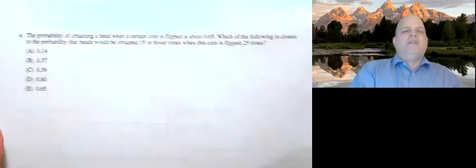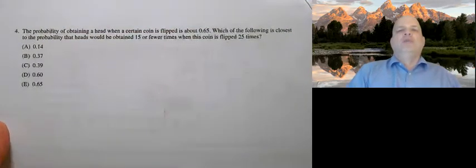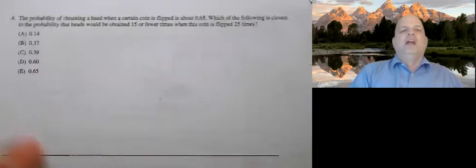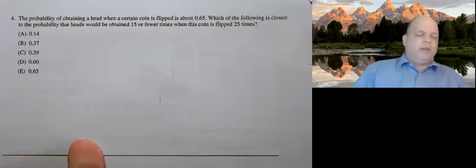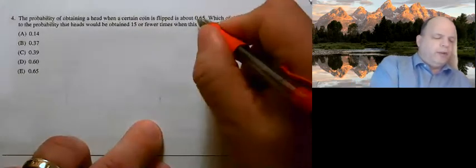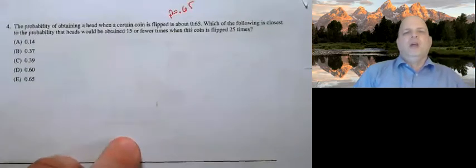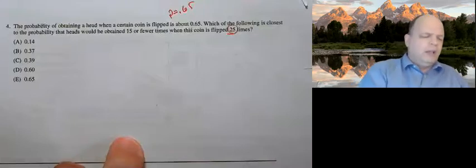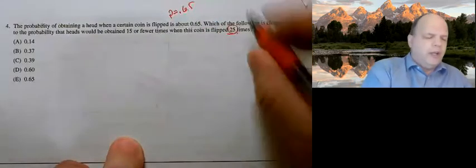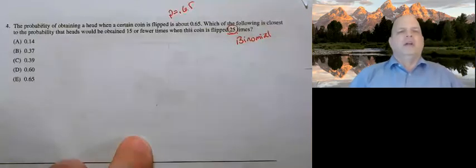Moving on to number 4. The probability of obtaining a head when a certain coin is flipped is 0.65. Which of the following is the closest to the probability that heads would be obtained 15 or fewer times when the coin is flipped 25 times? So we have a fixed probability of 0.65, and we have a fixed number of trials. Fixed probability, fixed number of trials lets me know we're working with a binomial.